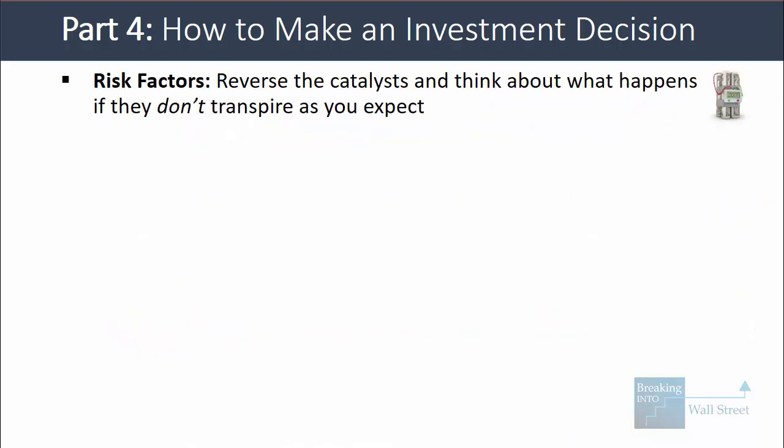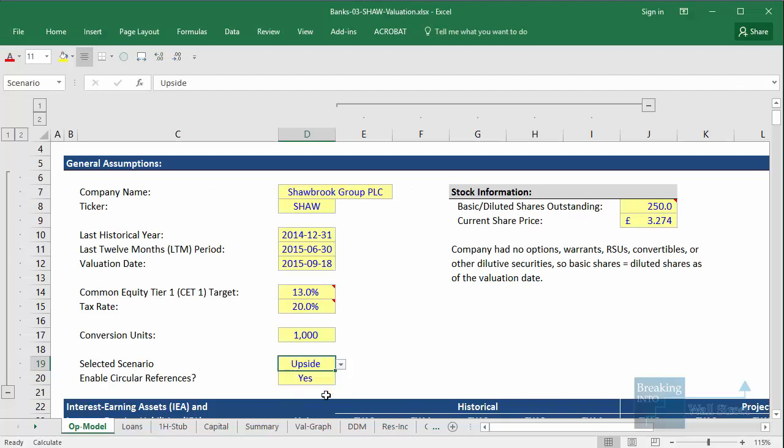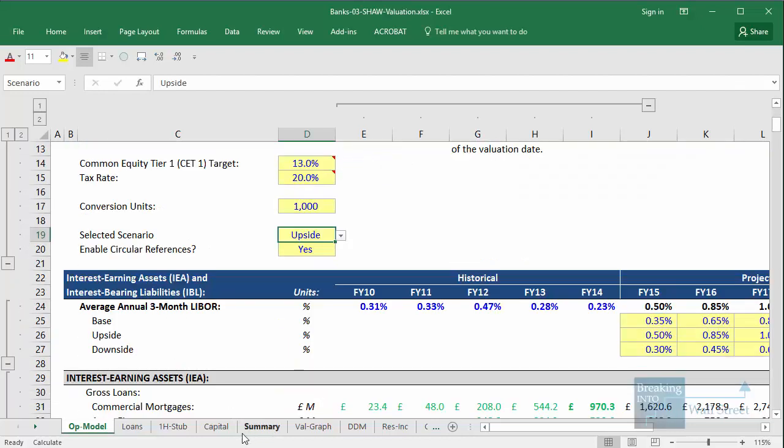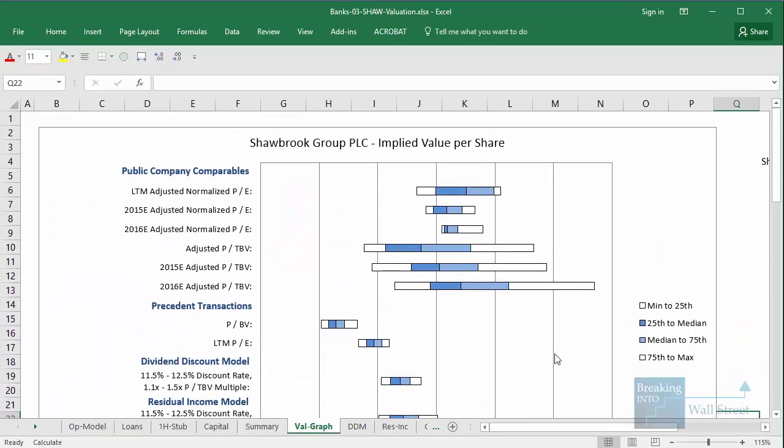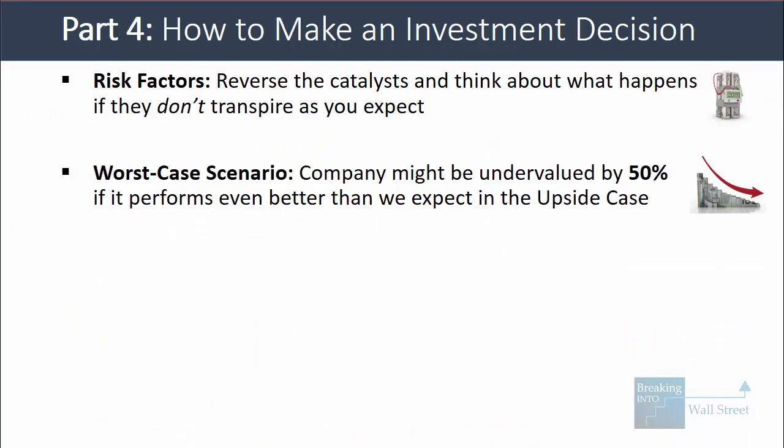Now, in terms of the risk factors, you want to reverse the catalyst and think about what happens if they don't transpire as you expect. So here we went to the upside case in this model, and then we made things even more optimistic. We said, okay, let's take these upside case scenarios and then assume that we get more of a perfect storm scenario, and found that realistically the company might be undervalued by 50% if we're really completely wrong about everything. The bank performs better than expected, and economic growth and everything else is much better than we expect.